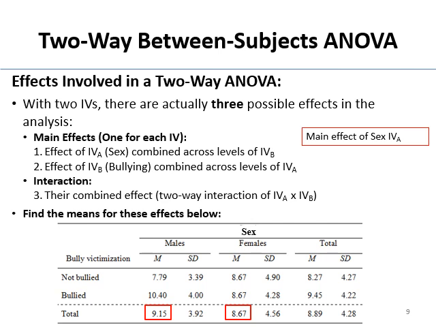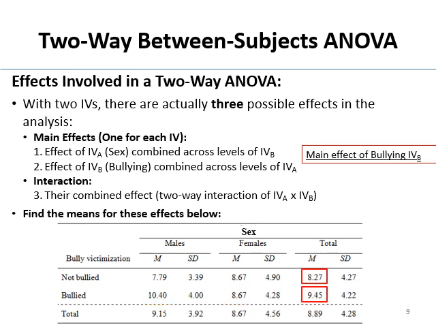How about the effects of bullying? Where are those at? Well, that ignores the fact that there's males and females and just combines them all. Bullied people, not bullied people. So it's the ones that are here on the row, 8.27 and 9.45. So it'll tell you if bullied people differ from not bullied people, ignoring the fact that there's different sexes, okay? So it is the effect of one independent variable at a time.